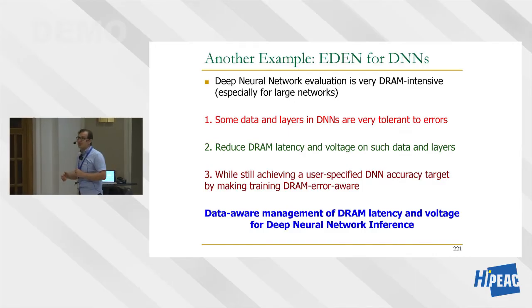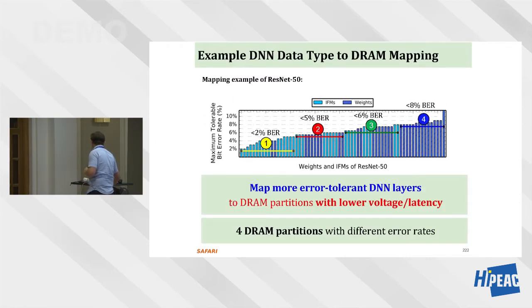And the goal is to still achieve a reasonable accuracy level. And with DNN training, you can actually achieve this over time, by making it DRAM aware. So this is an example of data aware management of DRAM latency and voltage for deep neural network inference. Let me give you an example. So this is one particular network, it's ResNet. It's a small one, yes, but a lot of networks have these properties.